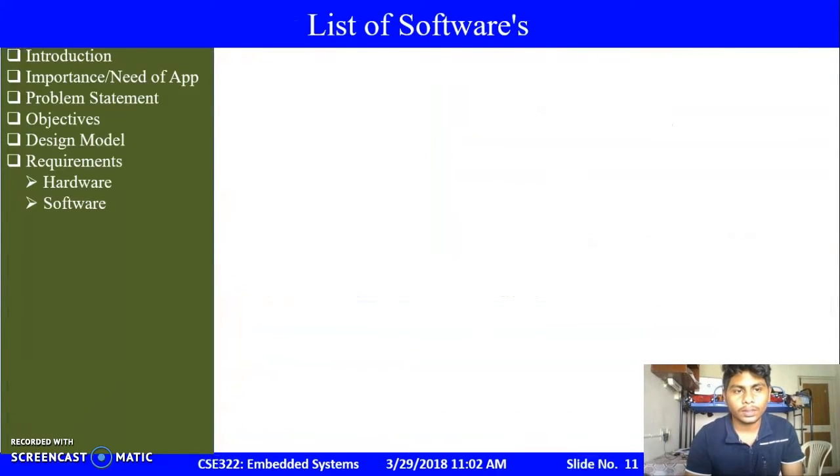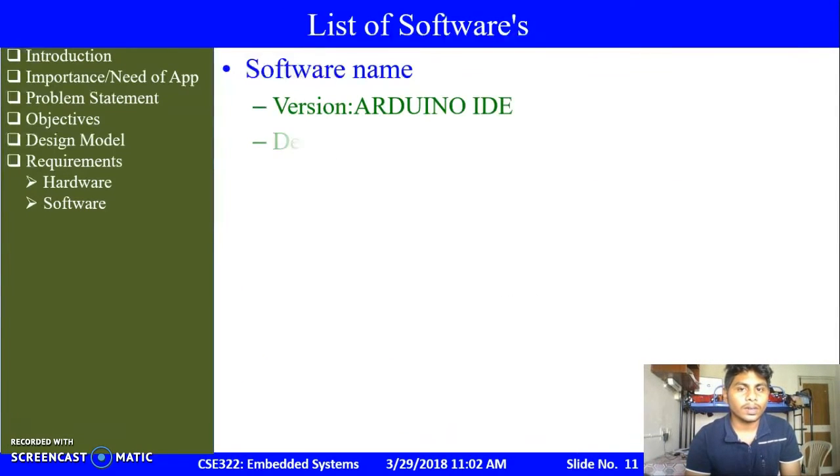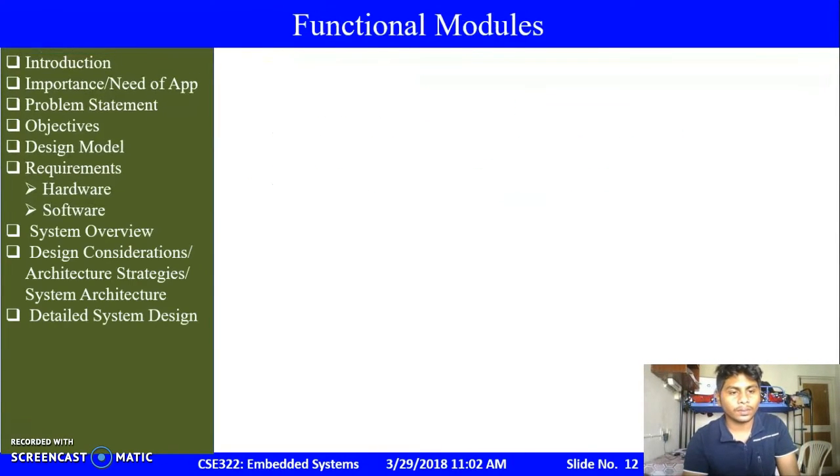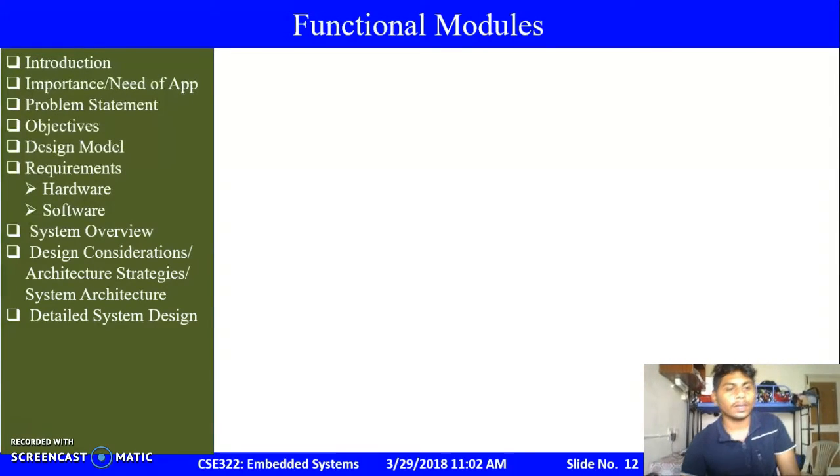List of software. The software we used in this project is the Arduino IDE, the software used to code the Arduino. These are the references for this information. Functional models will be explained by our friend Akhilesh.